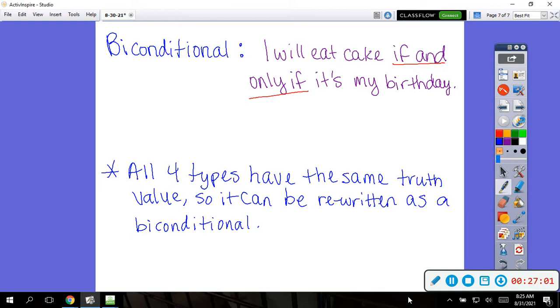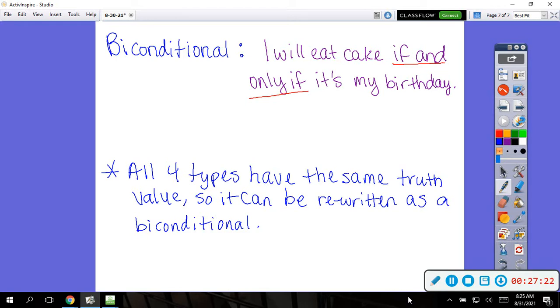In this example, I rewrote it as a biconditional, but this might not be true for everyone. Plenty of people eat cake when it's not their birthday, right? You might eat it when it's your sister's birthday or your mom's birthday. Or just for fun on your side. Just for fun. Let's be honest. So a biconditional doesn't get used for every single thing.